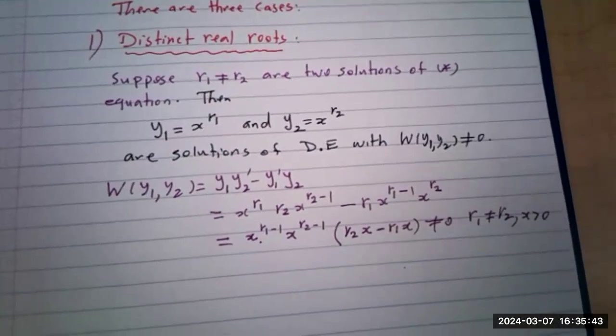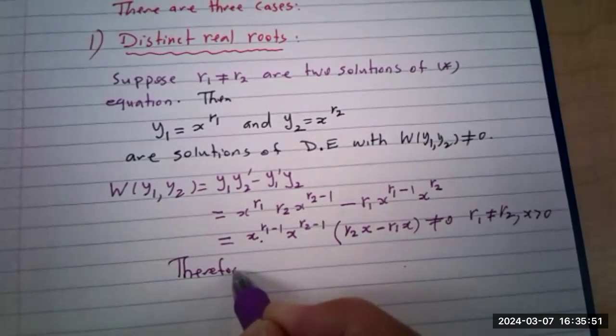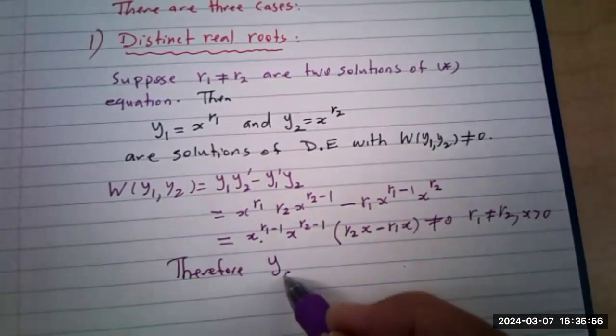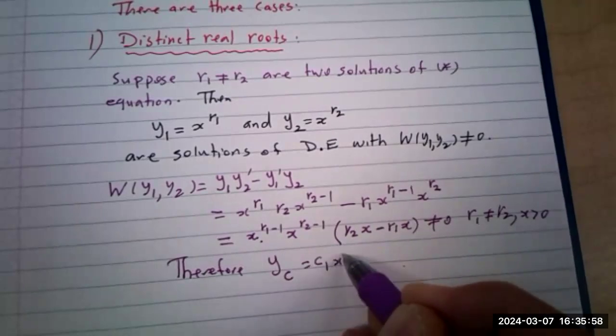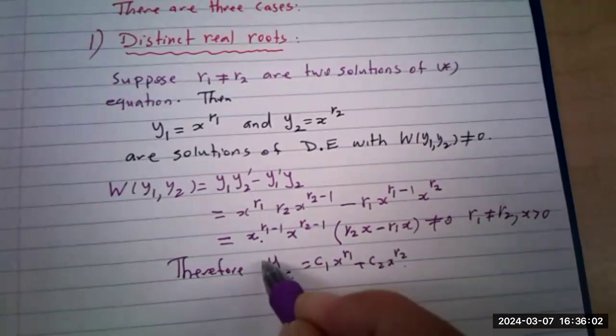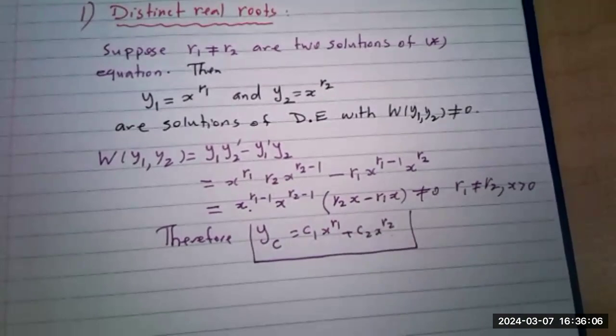So the Wronskian is a non-zero number, and you know that if the Wronskian is non-zero, this means therefore that y_c would be c1 x to the r1 plus c2 x to the r2. This is going to be your general solution. That's case one. As soon as you see there are two different numbers, you go for it, right? The one that we did before.